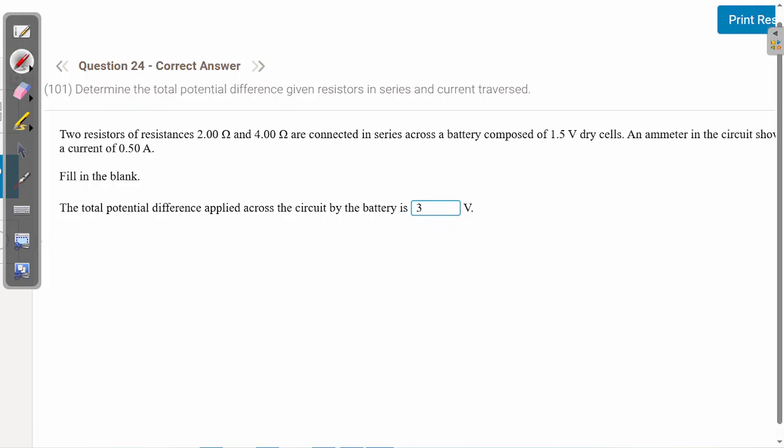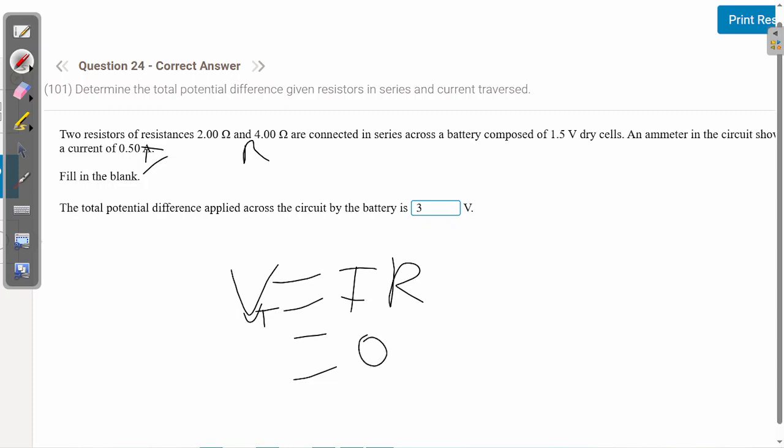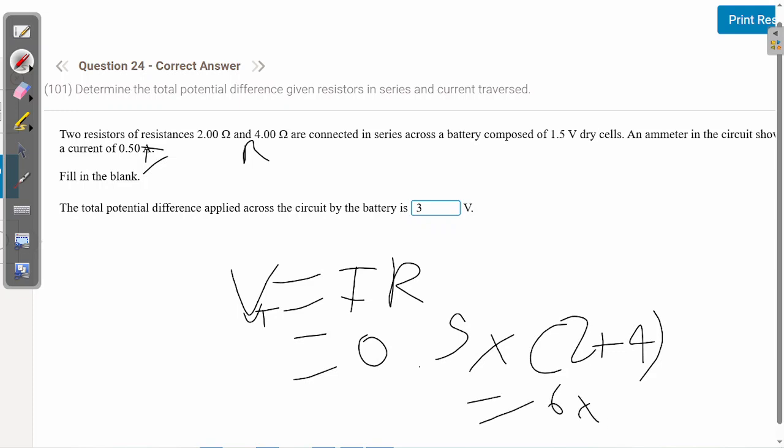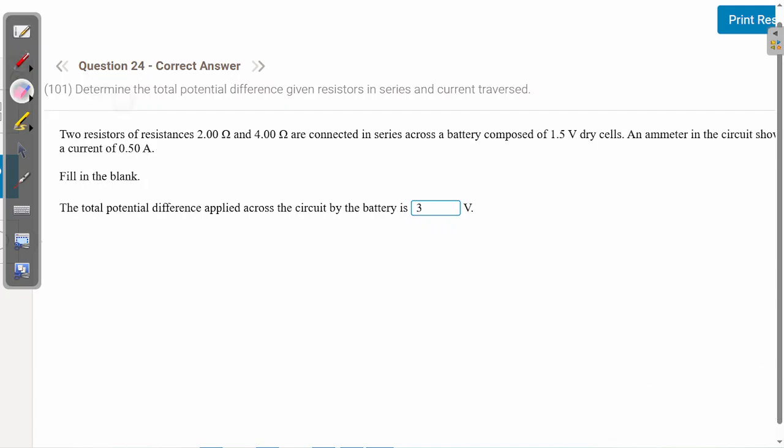So they give us resistances, and I use V is equal to IR. The total current, which is the same in series, so 0.5, times the total resistance. In series, you add the resistances, so it will be 2 plus 4 is 6, so 6 times 0.5 is equal to 3 volts. 3 volts.